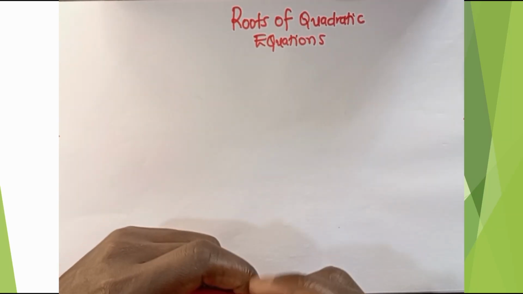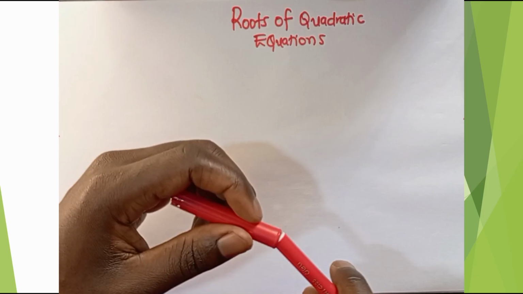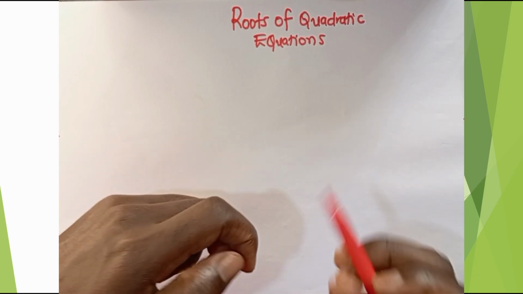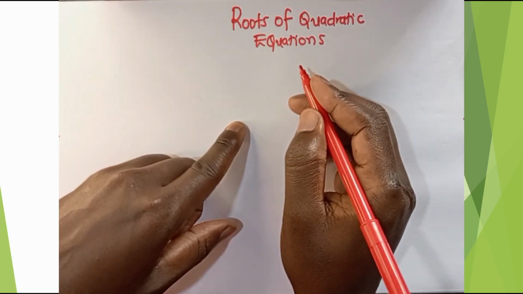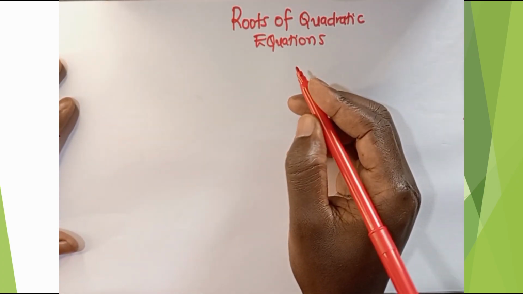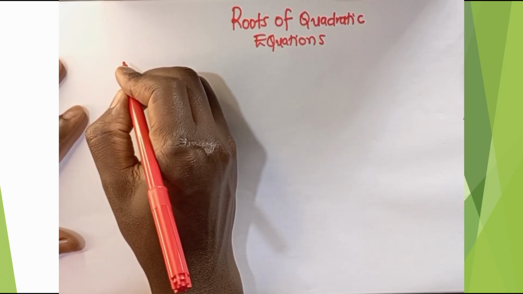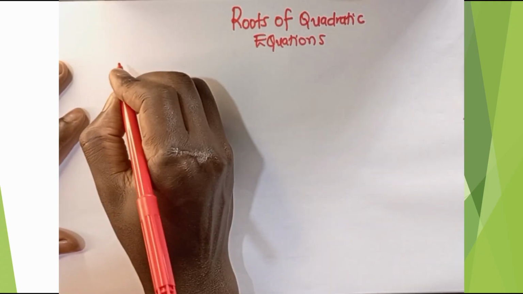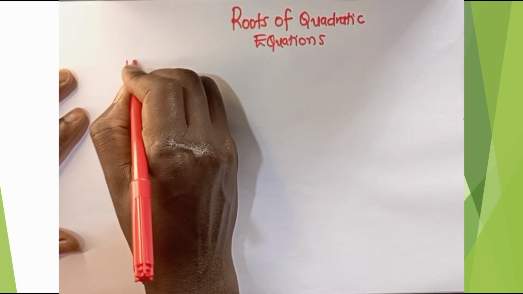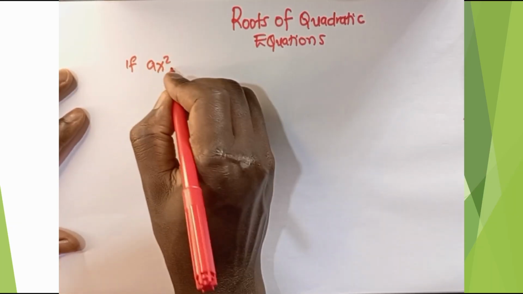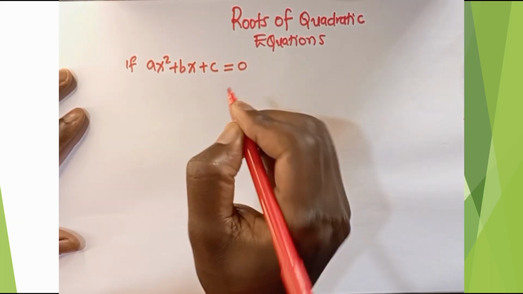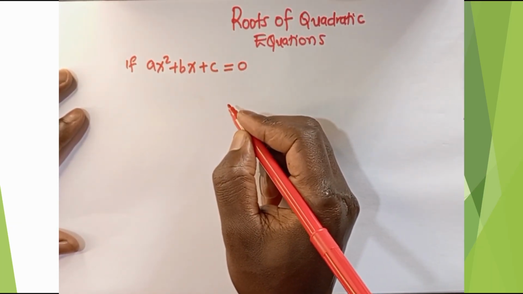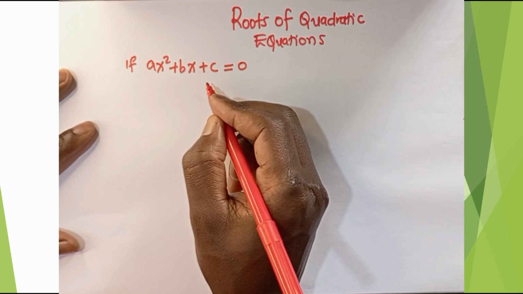In this video, I want us to look at what we mean by roots of quadratic equations. We want to look at where the sum is coming from and also where the product is coming from. Now, a quadratic equation is an equation in the form, for example, x squared plus bx plus c equal to 0. It is believed that this quadratic equation has two roots.